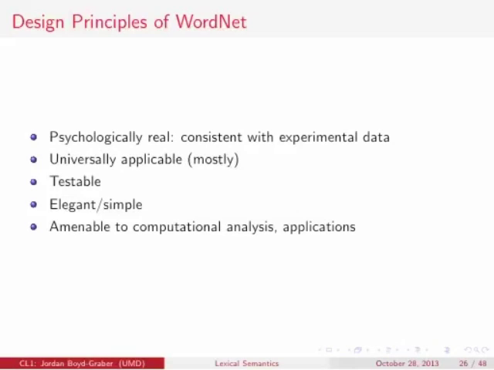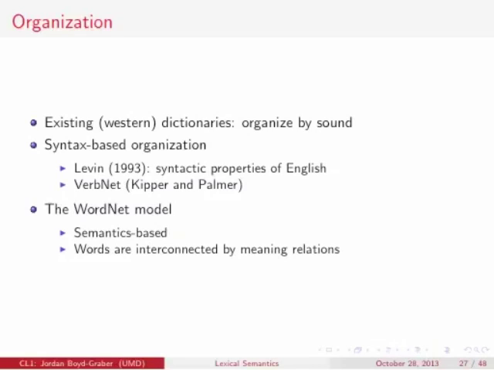The goal behind WordNet was to create a psychologically plausible, machine-readable dictionary that could be used for NLP applications. At the time that WordNet began, existing dictionaries were organized by sound, so alphabetically. WordNet took a different approach: it was going to organize its lexicon based on meaning. And the reason that WordNet is called WordNet is that you have words connected by links in a network, and those links between words represent connections of meaning.